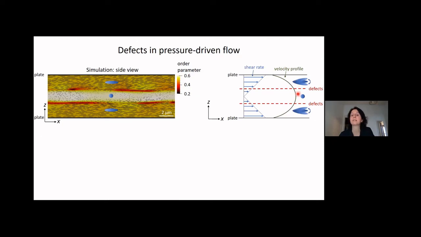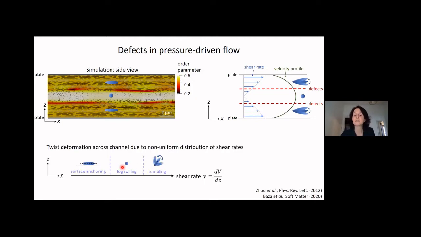And so this complex director field is a direct consequence of these shear rate induced transitions, where we have to consider that we have a Poisson-like velocity profile between our two plates, and thus a non-uniform shear rate distribution in the channel, where the shear rate is low in the center, leading to this log rolling state, but then becomes high enough for the material to get back to this tumbling state close to the two walls, exactly what we see in our simulations.